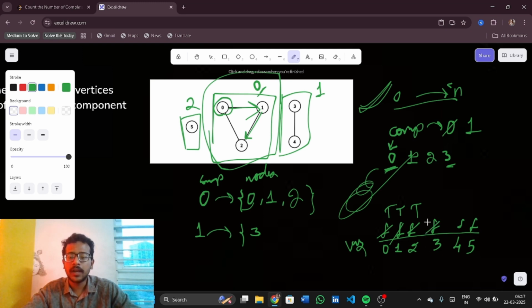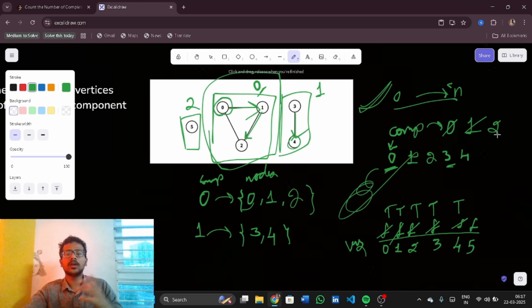Now here the component ID is 1, so let me write it over here. Component ID is 1, so the first node is 3. Now 3 is marked as visited. So let me do a search, either DFS or BFS. I am doing DFS here. So I go through 4. 4 should be visited, so 4 is marked as visited. Now I don't have any other unvisited nodes. So that's it. After that, I go through I, but before that, I will increment my component, because I am out of component 1.